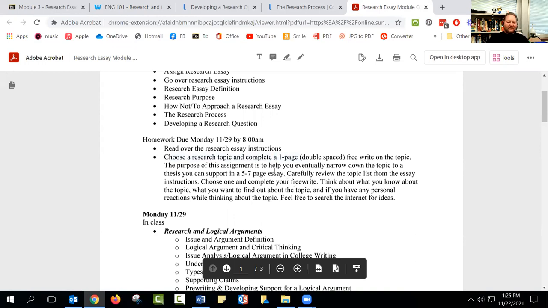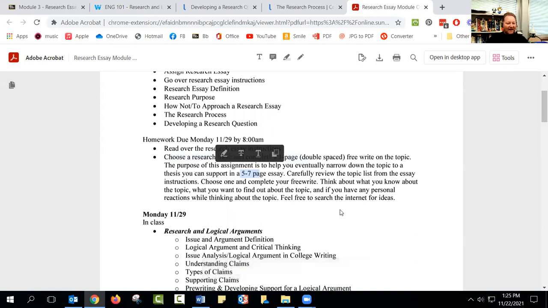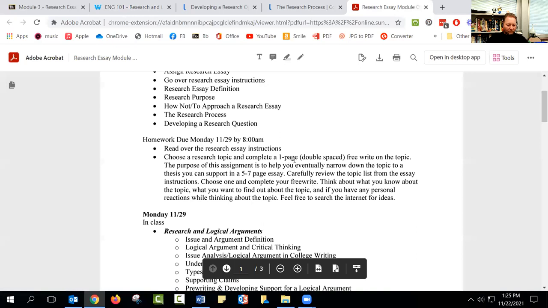Again, just like we talked about all day today so far, make sure that you can arrive at something that you think you can cover in a 5 to 7 page essay. Make sure it's not so broad you'd have to write a whole book about it. Make sure it's not so specific you're going to get stuck at 3 pages. That happy medium spot there.